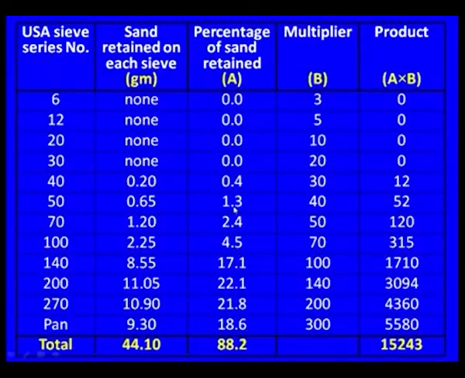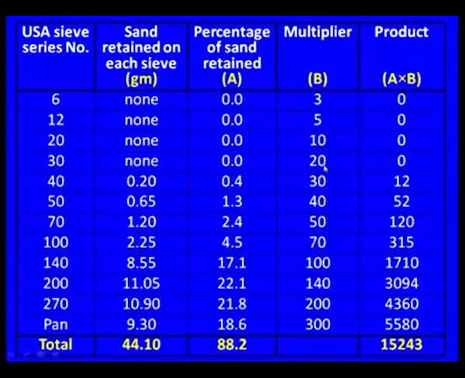Now what is the percentage? 1.3. Similarly here it is 2.4, and here it is 4.5, and here it is 17.1, 22.1, 21.8 and 18.6, and this is the sum of the amounts of the sands retained in different sieves. That is the percentage of the retained sands here.